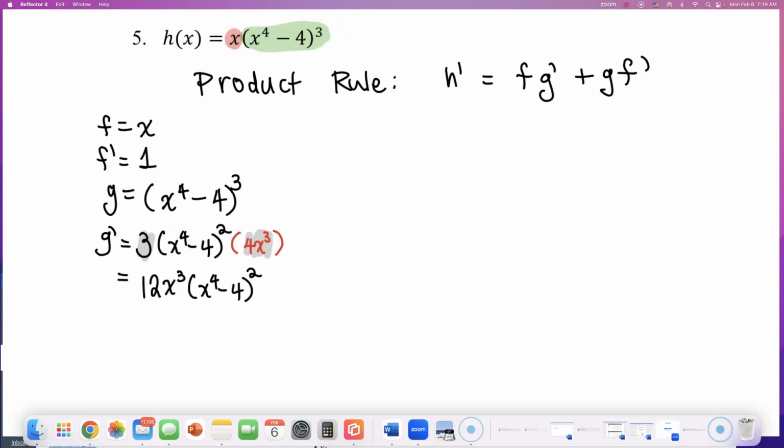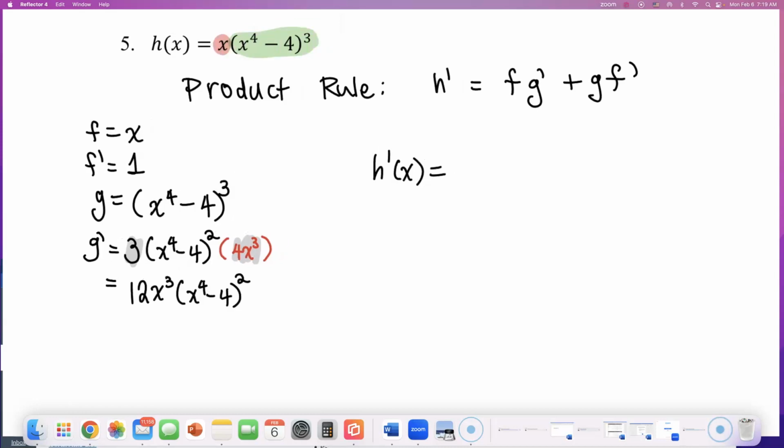I am going to do the product rule now, okay? So h prime of x, the derivative of the given function, is equal to, let's see, first times, and f is right there, right? F is x. So I'll say x times the derivative of the second. Now that's the one that we spent a long time finding. And that is this right here. You see? I'll write that down. 12x to the 3rd times x squared minus 4 squared.